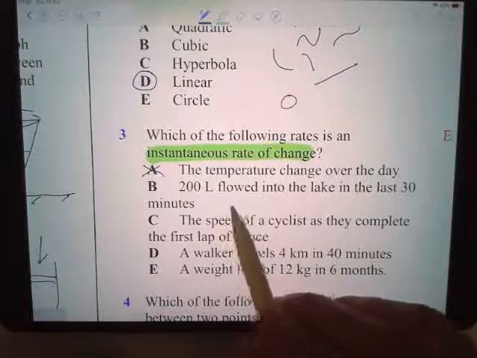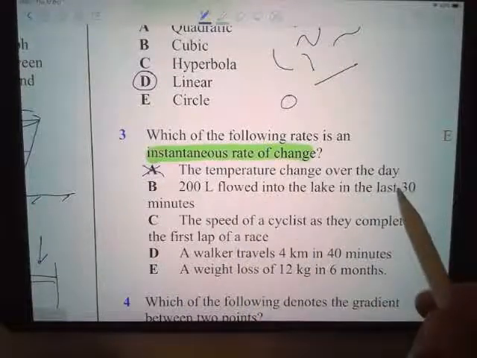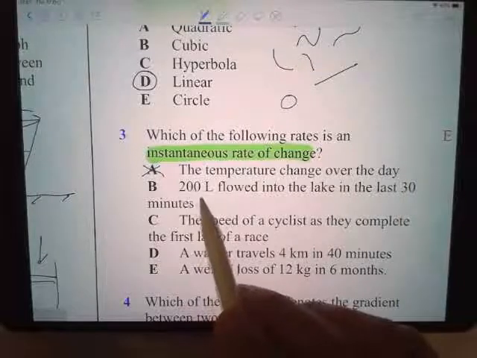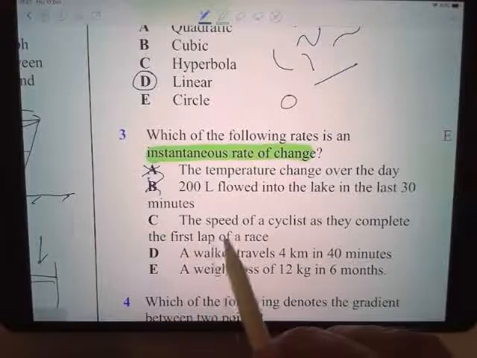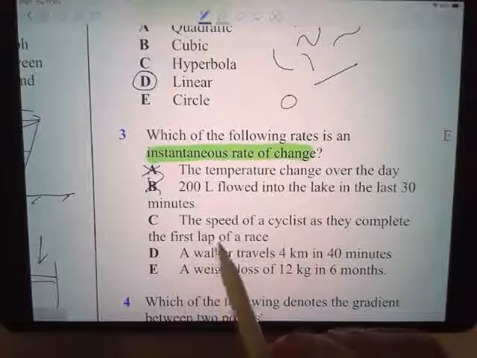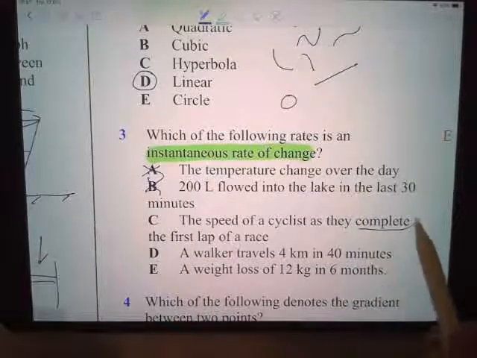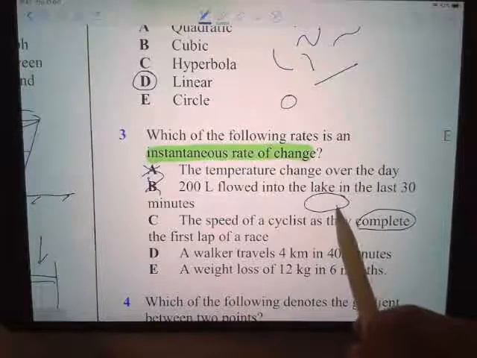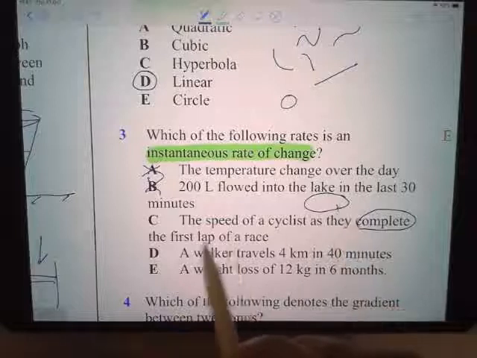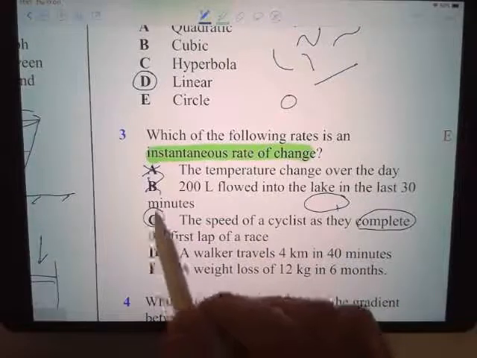200 liters of water flow into the lake in the last 30 minutes. We don't know how much flowed in at that exact moment, so it cannot be B. The speed of a cyclist as they complete the first lap of the race. So as he goes, there's the track. As he goes past that point at that moment, what is the speed? So it can be C.